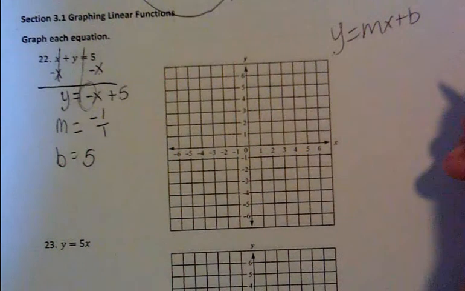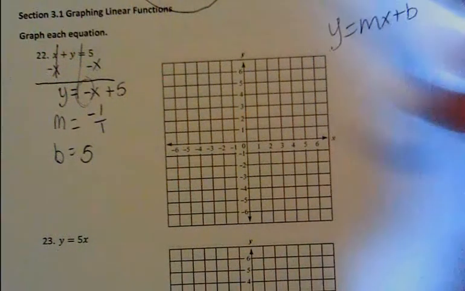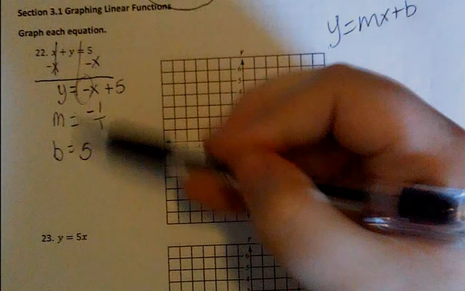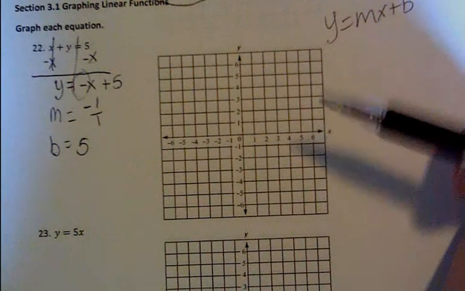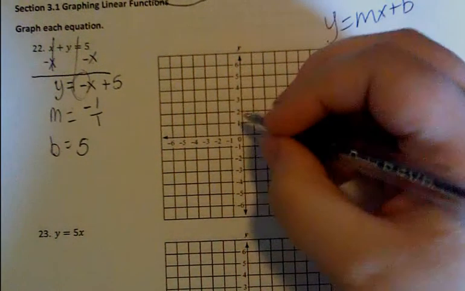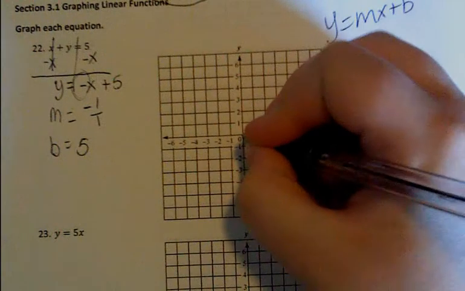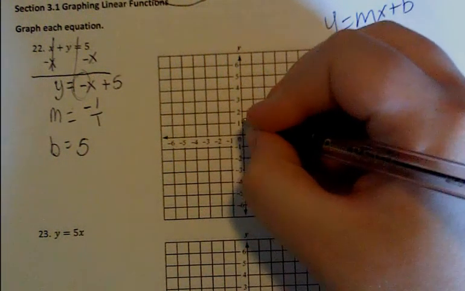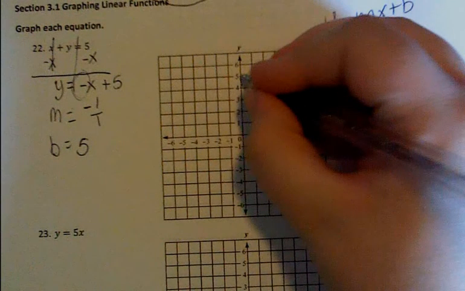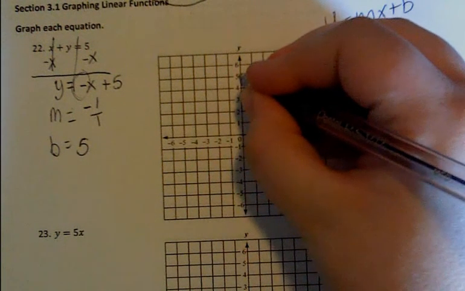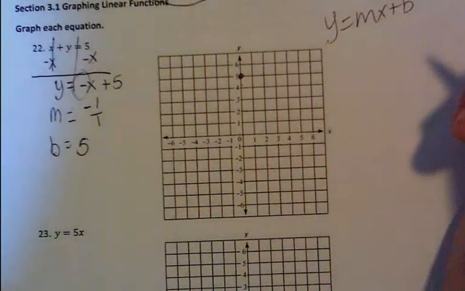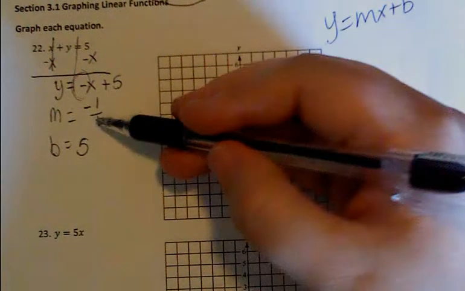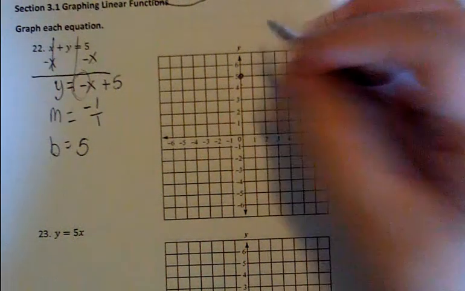So after you have put your equation in y equals mx plus b form, and then identified your m and your b, then you need to plot your y-intercept from your origin. So you start at your origin, and you go to positive 5, which is up. I put my dot. Then your directions say that you are going to plot your slope 2 times from the y-intercept.